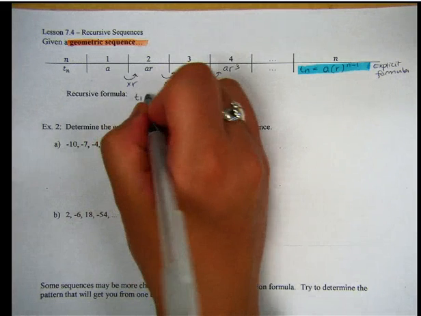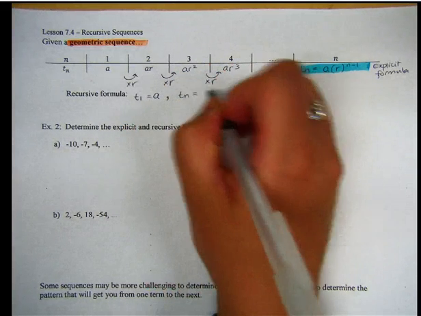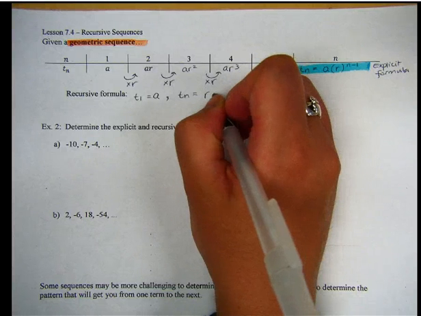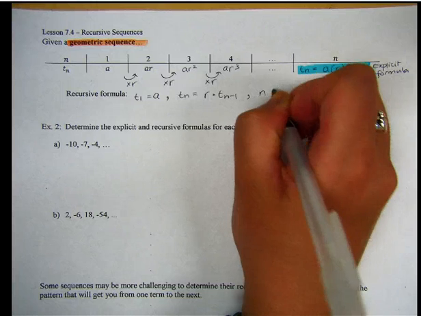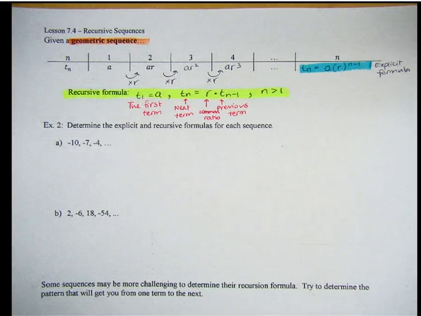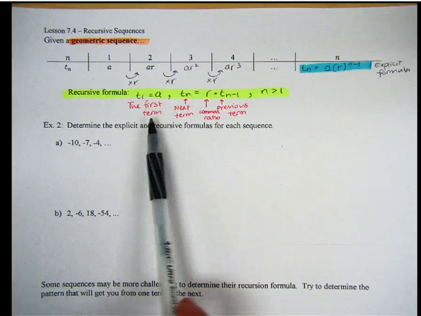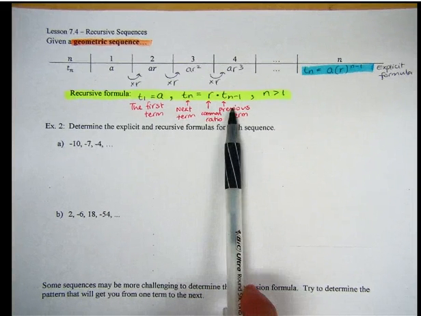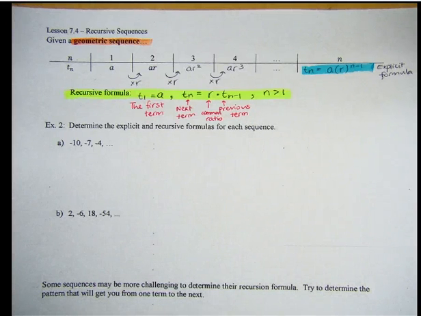So let's write that out. The first term is going to be a, and the next term is going to be the previous term times r. And n has to be greater than 1. Again, make sure our term numbers are whole numbers. So once more, the recursive formula: t1 equals a, the first term. The next term is equal to the previous term times the common ratio r, and n has to be greater than 1. So let's go over some examples.